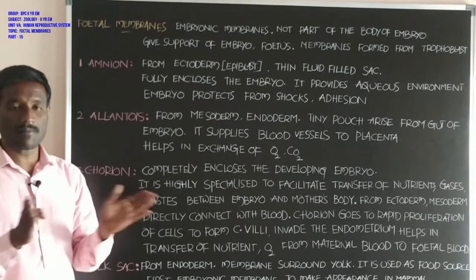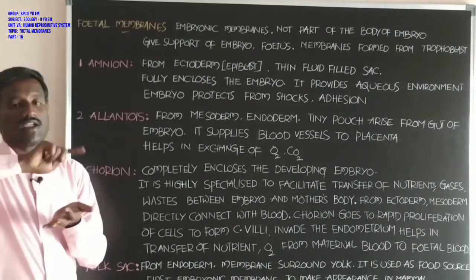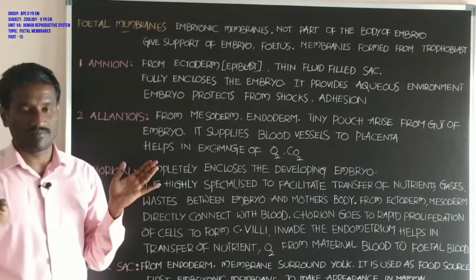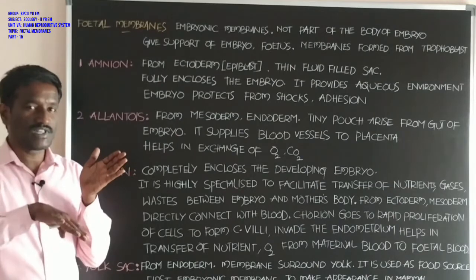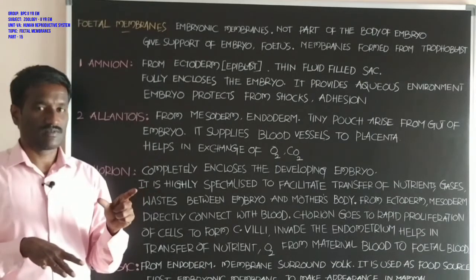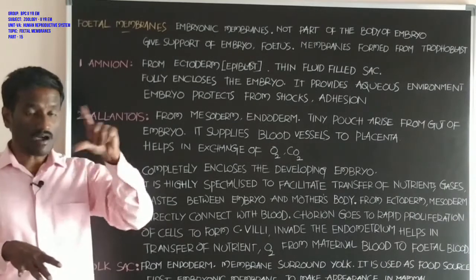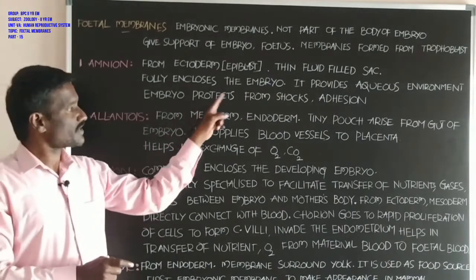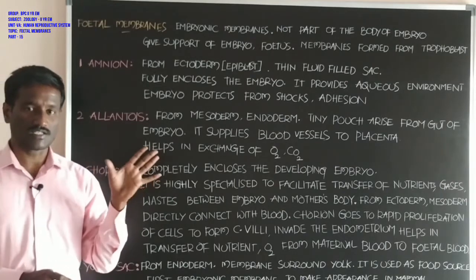The amnion encloses the developing embryo and provides an aqueous environment. This is a sac totally filled with water, so it provides an aqueous environment on the surrounding part of the embryo. It protects from mechanical shocks and adhesion.